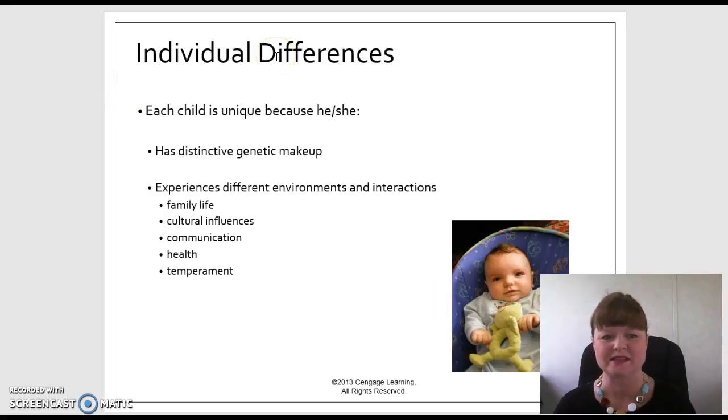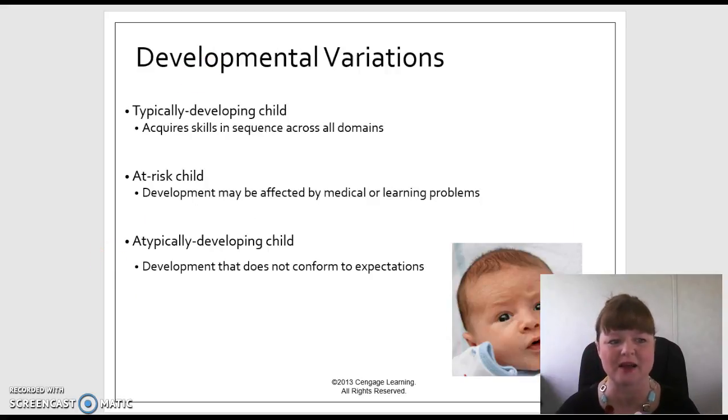Individual differences that we see in children. We know every child is unique, but why are they unique? First of all, they're unique because they have different genetic makeup. They come from different families with cultural influences that communicate in different ways. They have different health, and they have different temperament. So those are just some of the things that come into effect with our differences.